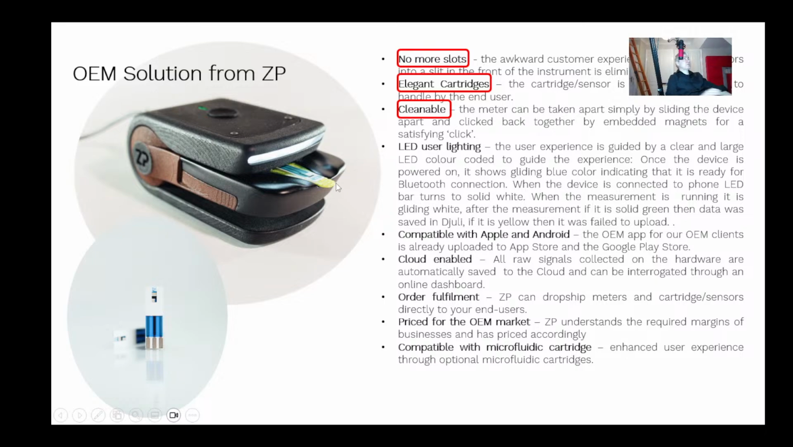Cleanable, especially with this. If there gets some sort of dust or even mycotoxins on this, you'll see that you can pull it apart and clean it down. LED lights: is it on? Is it running the assay? Is it making a Bluetooth connection? Is the assay uploading? That's all guided by the LED lights.